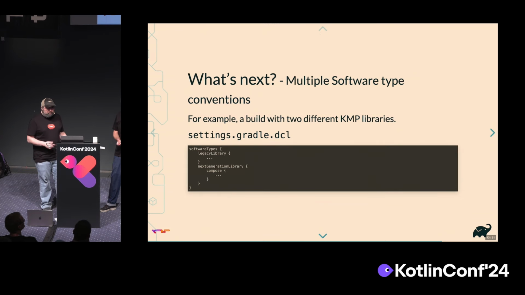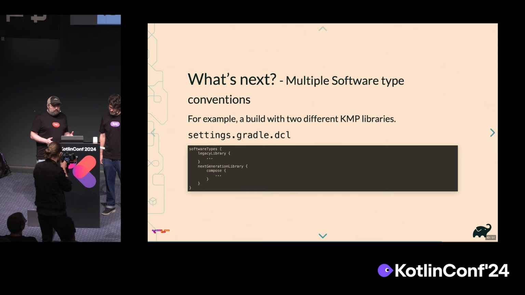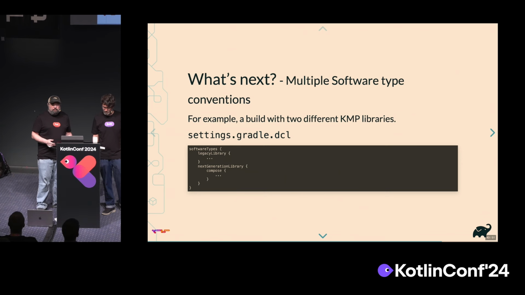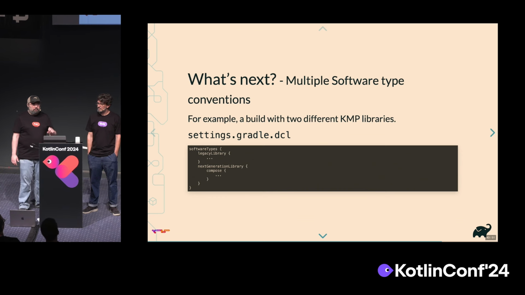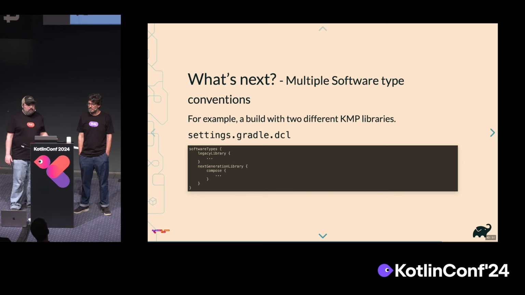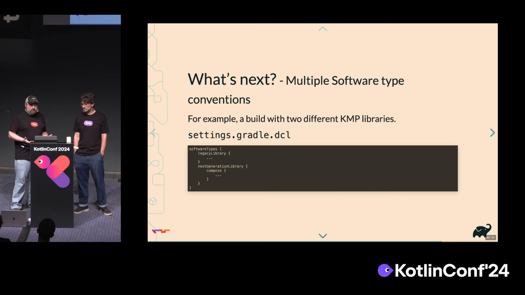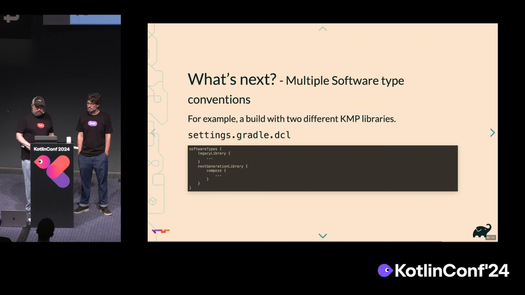So multiple software types, what might that look like? Let's imagine you have two different types of KMP libraries. In your settings file, you want to be able to give them names. You want to say, okay, I have my legacy libraries. Those are the ones that aren't using Compose. They're using an older version of Kotlin, whatever. I want to be able to set those, and that's my conventions for that type of software. But then I have my next gen library, which is going to be using Compose and all the latest features and everything else. I can give those things meaningful names. There's still Kotlin KMP libraries underneath. But in the project build scripts, people pick which one they want, right? They can pick a legacy library or a next gen library.